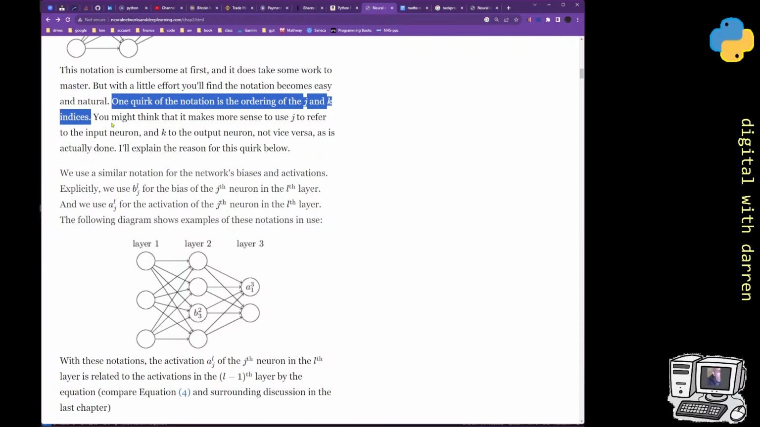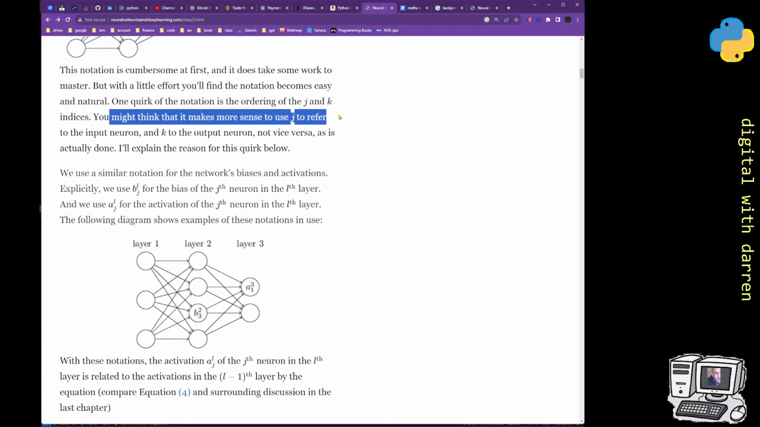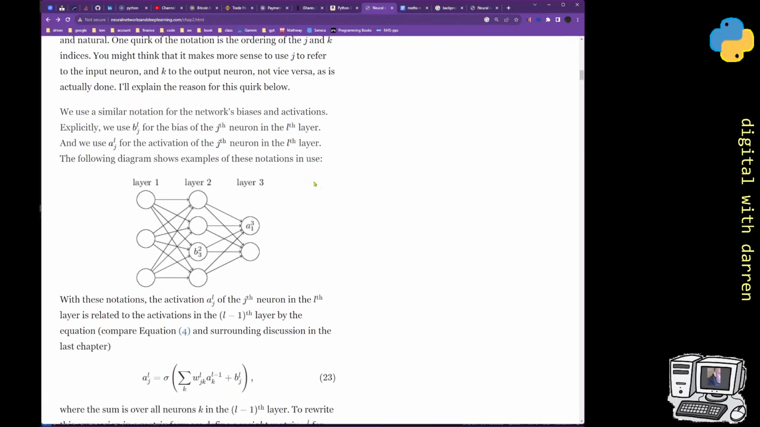And here we go. You might think it makes more sense to use J to refer to the input neuron and K to refer to the output neuron, and vice versa. As it is actually done, I'll explain the reason for the quirk below. So it's probably going to explain it in a very similar way. We use a similar notation for the network's biases and activations.